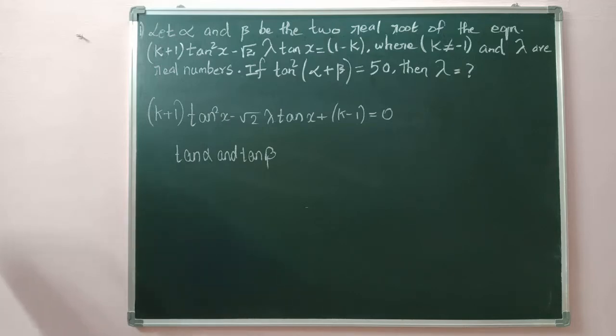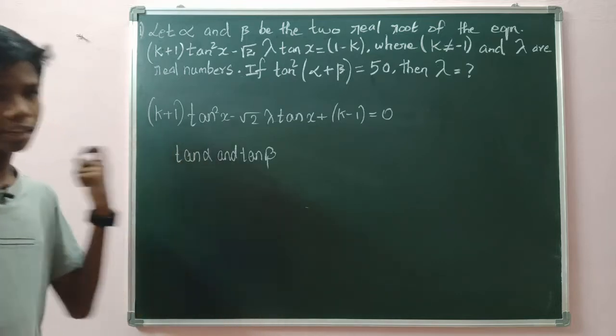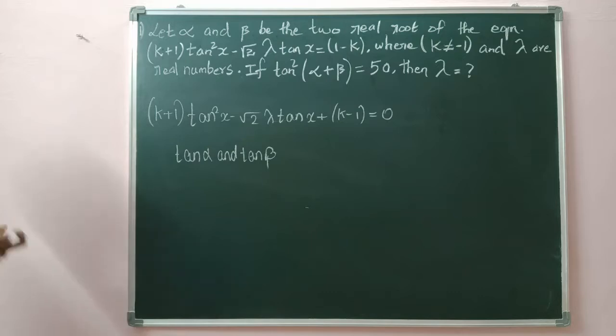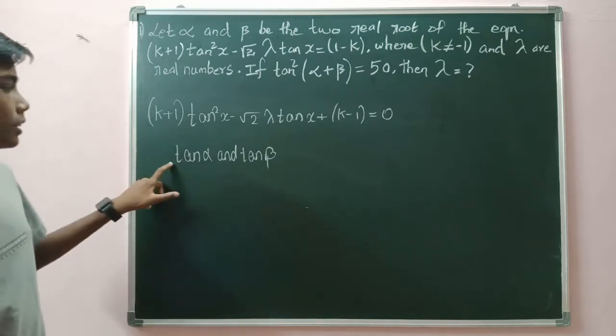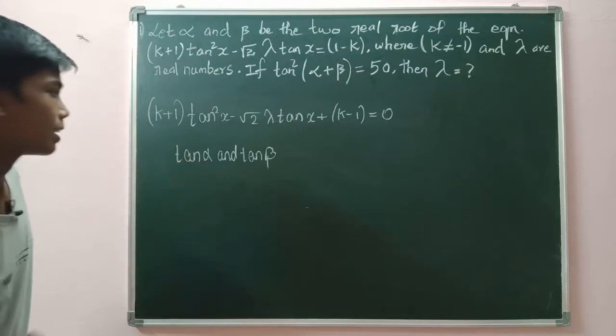Okay? You may ask why it is. So basically, it's a very simple concept, guys. When you use the condition given in the question, that's why I am saying tan alpha and tan beta are the roots of this particular equation. Now people, the roots of this equation are tan alpha and tan beta.